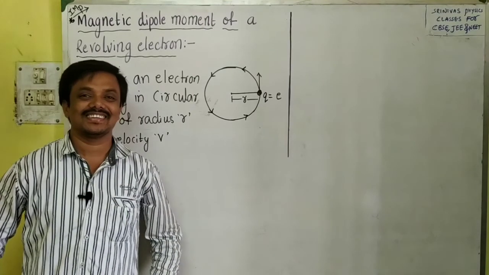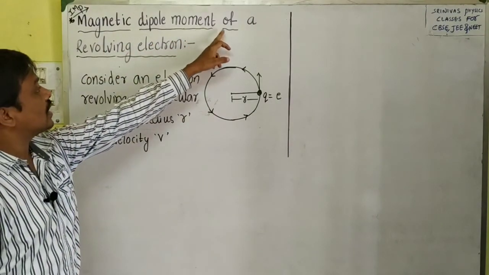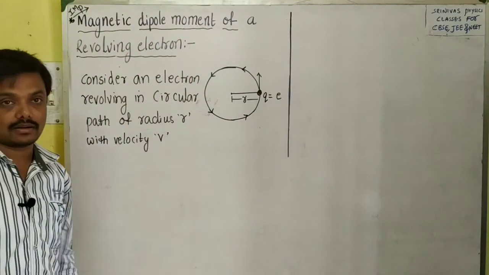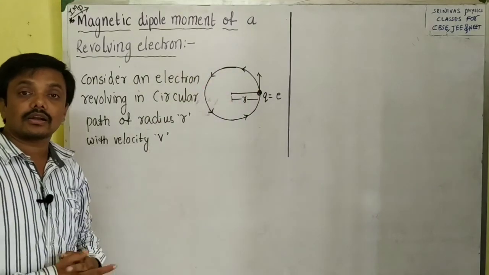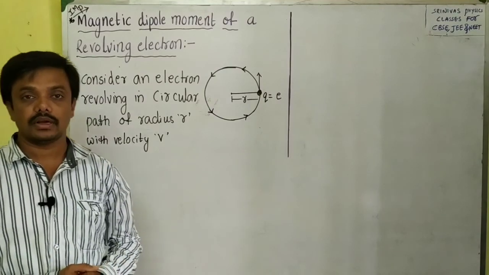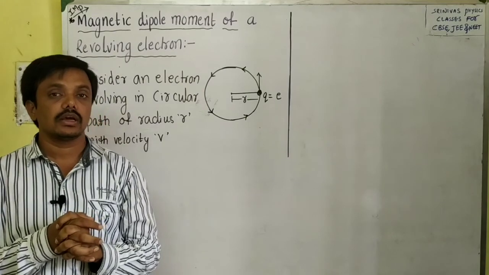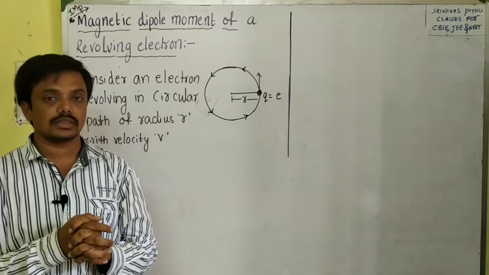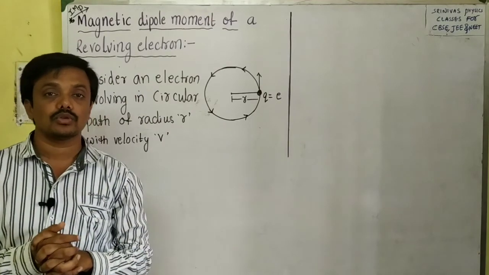Hi to all. Today's topic is the magnetic dipole moment of a revolving electron. When one electron is revolving, the electron revolves around the nucleus in the atom. Inside the atom, electrons revolve in particular orbits around the nucleus. Now, that electron's magnetic moment I am going to derive.